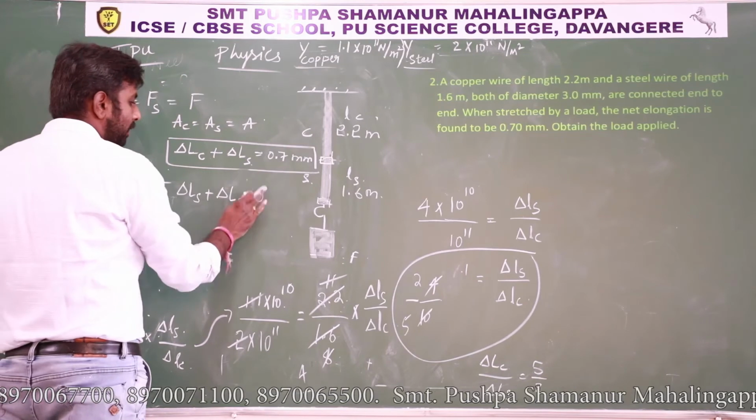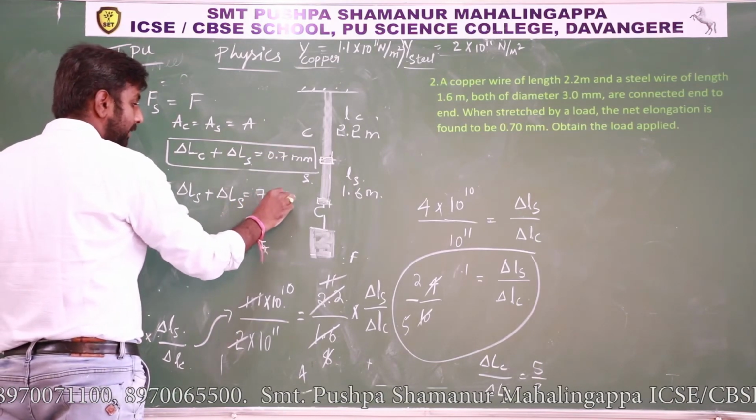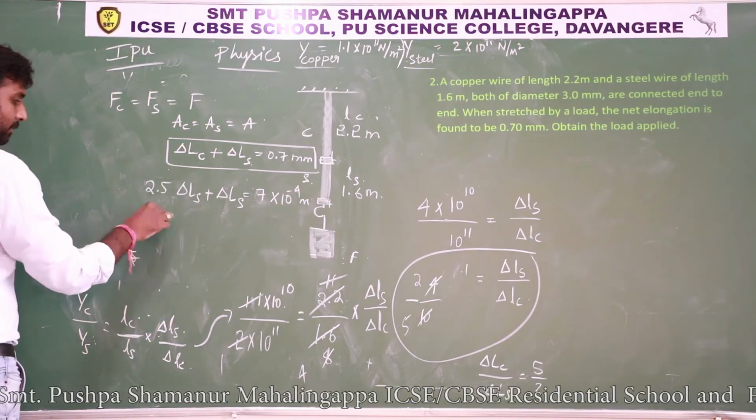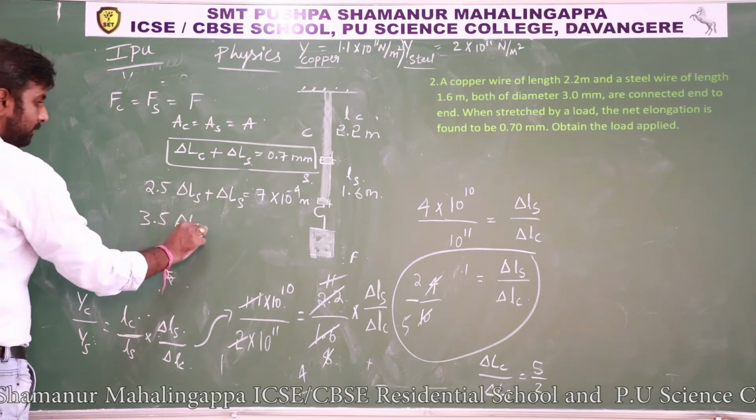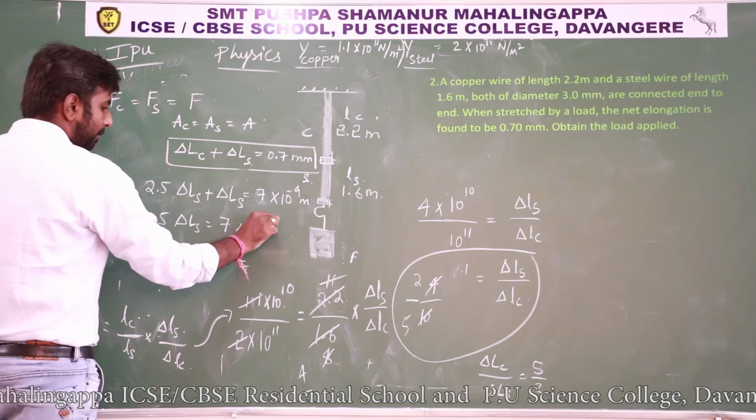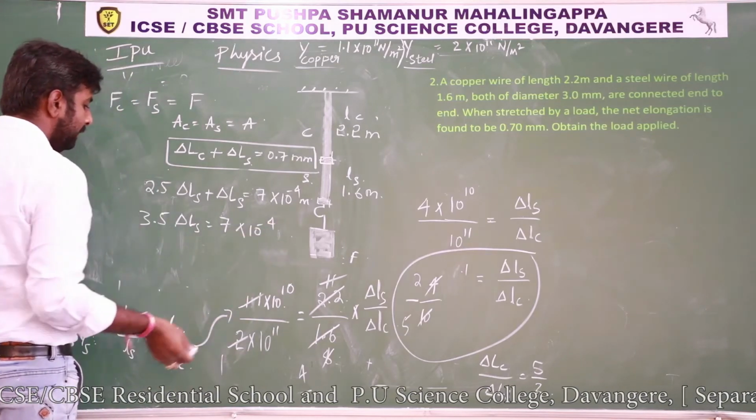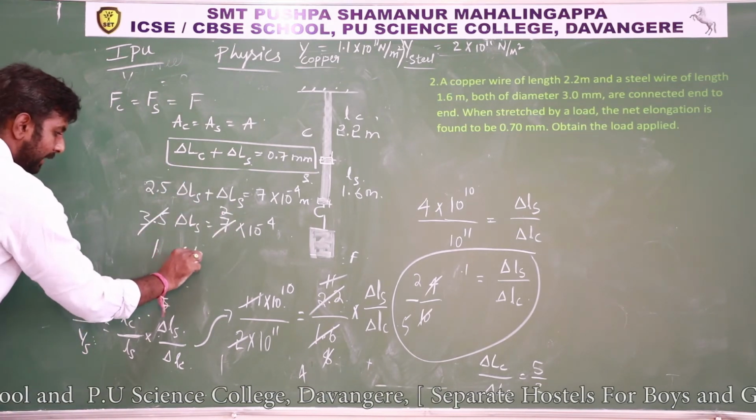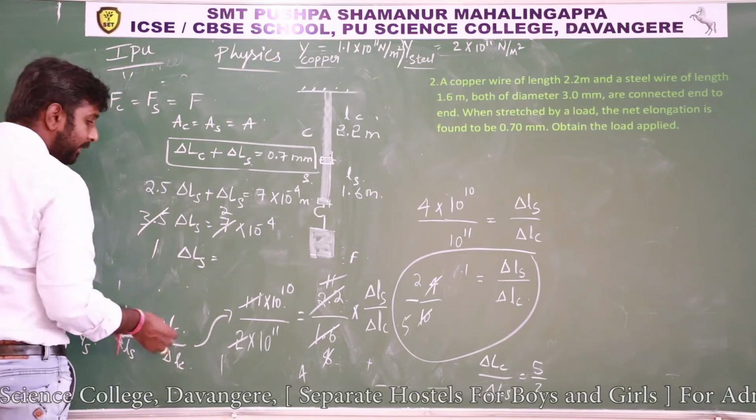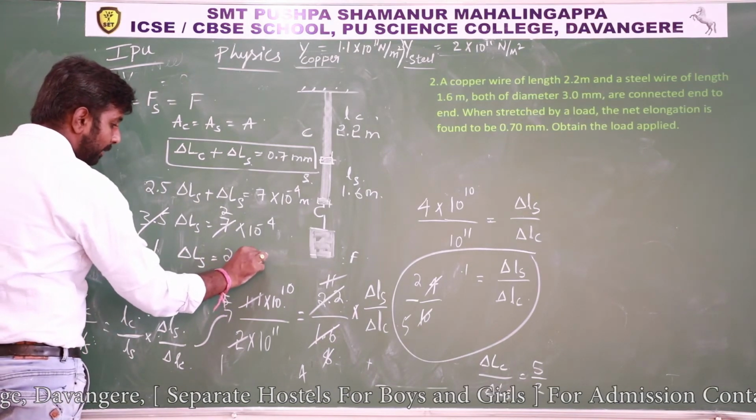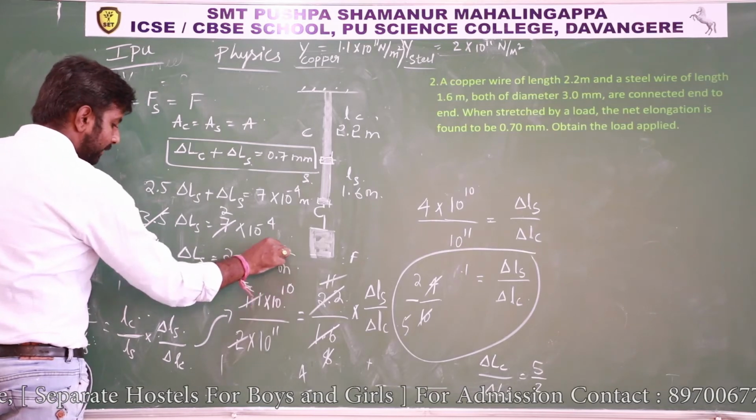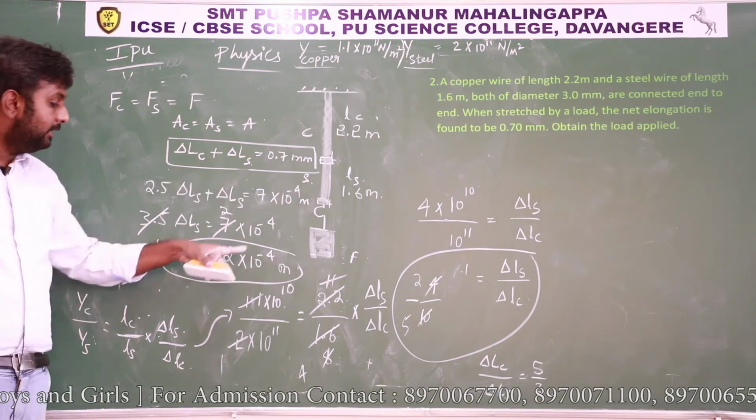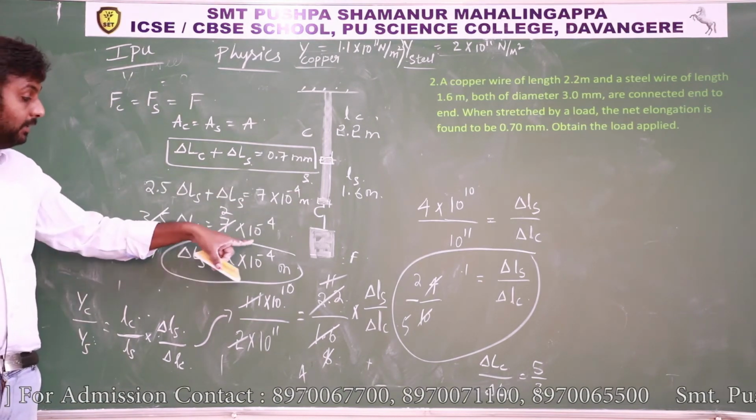This is equal to, I can write this 0.7 millimeter as 7 into 10 to the power minus 4 meter. This is 3.5 delta LS equals 7 into 10 to the power minus 4 meter. That is 7 divided by 3.5, which is 2. Then delta LS I got 2 into 10 to the power minus 4 meter. This is the change in length of steel. The steel length will change by 2 into 10 to the power minus 4 meter.